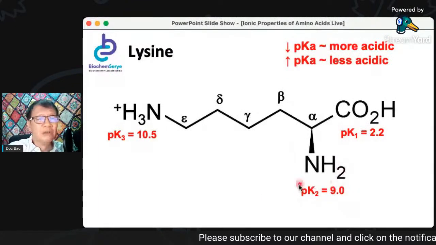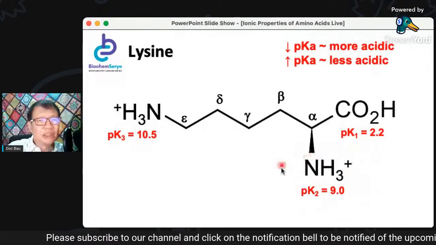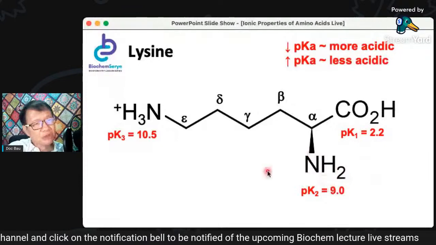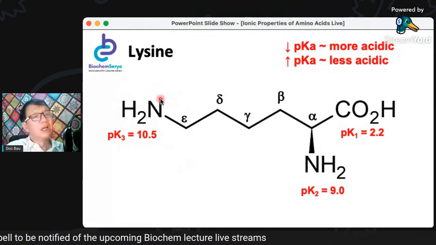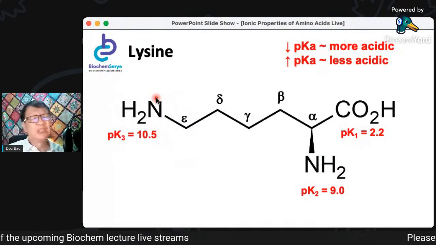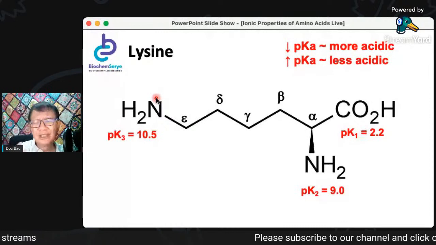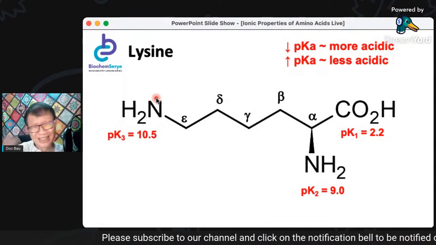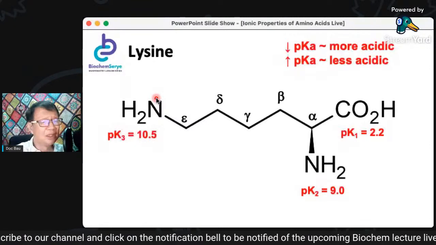So it's your alpha amino, and what happens? From positive, it becomes neutral. Then eventually, it will be your epsilon amino. So we can see from here that your epsilon amino is really very basic. It hangs on to its hydrogen ion until the end, until it has to really let go.